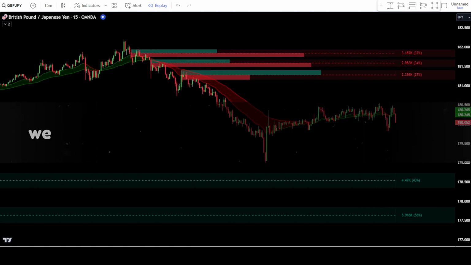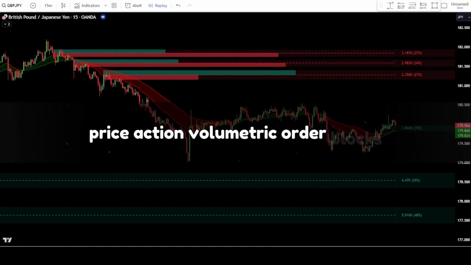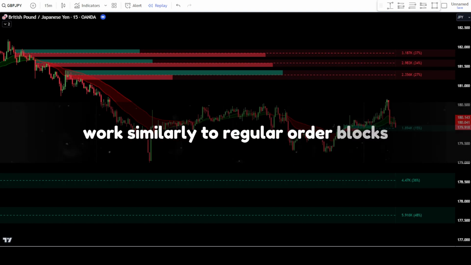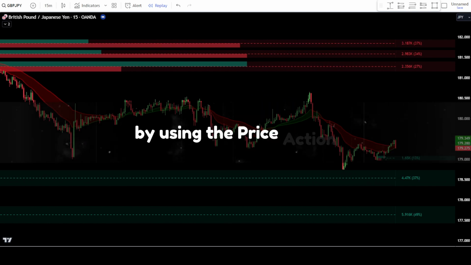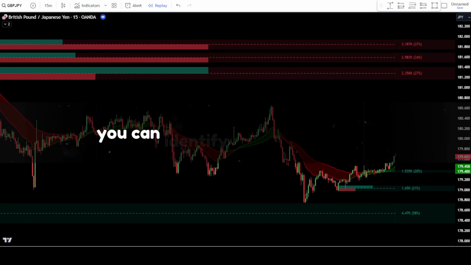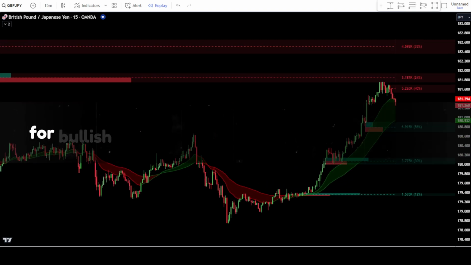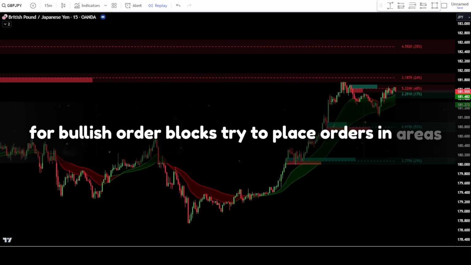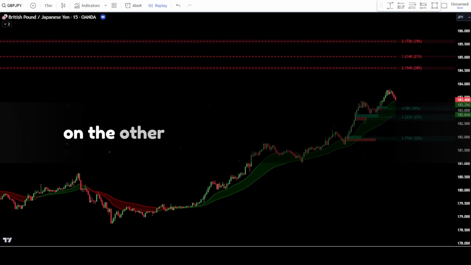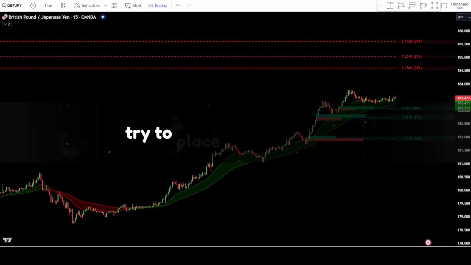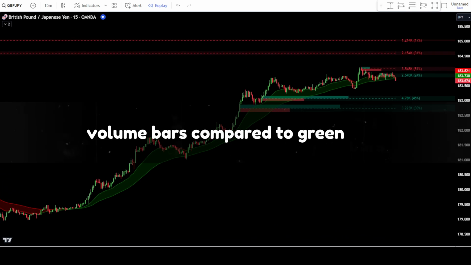In this video, we will discuss price action volumetric order blocks. Price action volumetric order blocks work similarly to regular order blocks, but they are equipped with volume indicators on the order blocks. By using the price action volumetric order block indicator, you can identify order block areas while also assessing the potential strength of those order blocks. For bullish order blocks, try to place orders in areas where the bullish order block has predominantly green volume bars compared to red bars. On the other hand, for bearish order blocks, try to place orders in areas where the bearish order block has predominantly red volume bars compared to green bars.